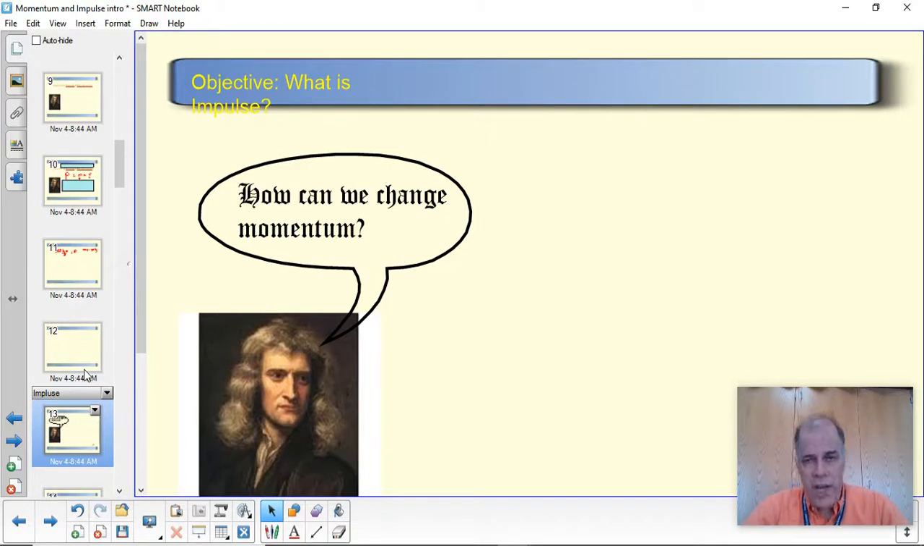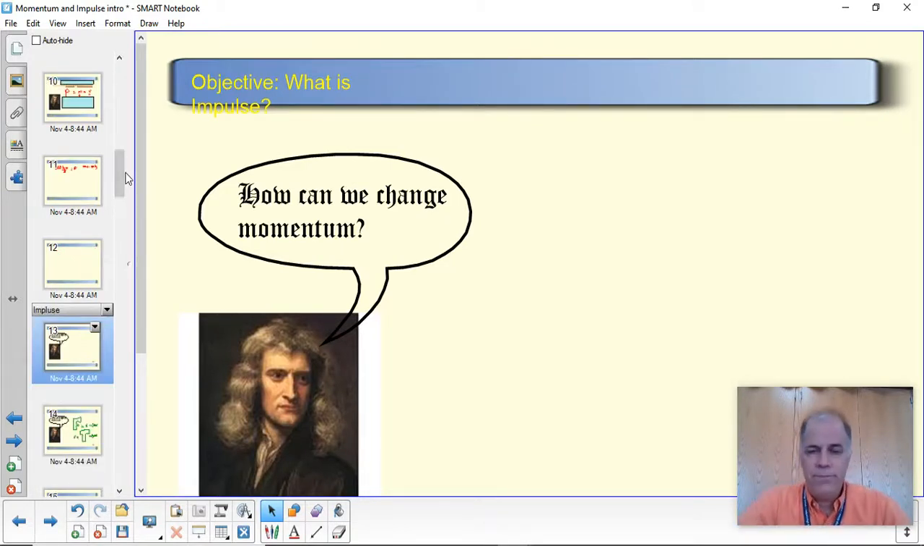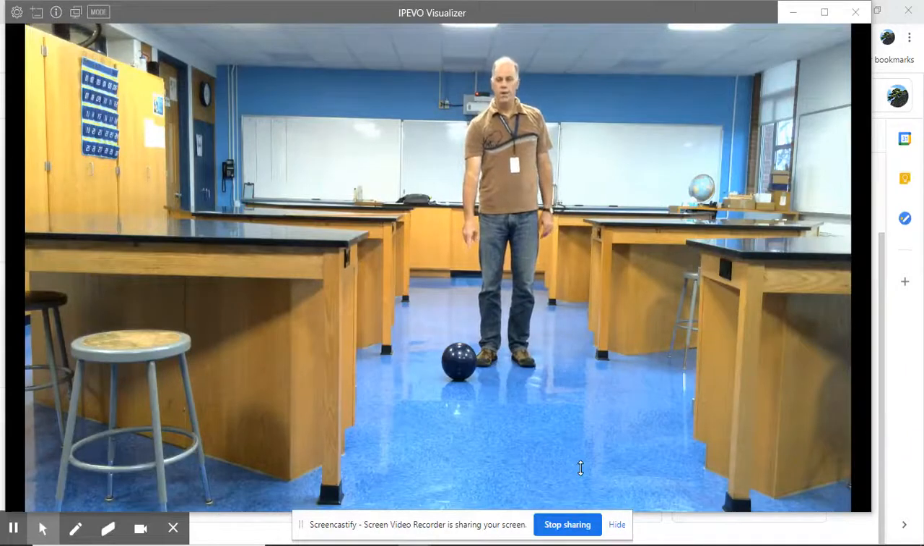But what if we want to change the momentum? How can we do this? Well, let me show you an example here. So I'm going to change cameras for a moment. Okay, so I have a bowling ball here. It has mass, and I want to give it momentum.